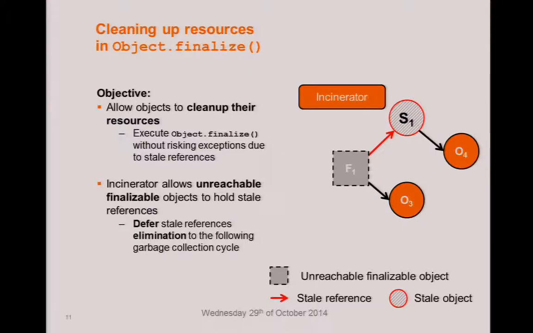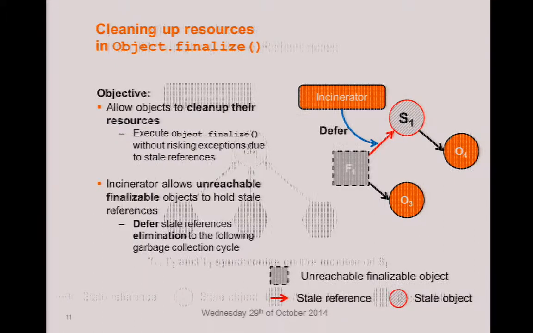So in order to avoid that, we just defer the finalization until the next garbage collection. That is, we don't touch those objects, we leave them alone. When they finish finalizing, we will try to see if there are more stale references in them. So when Incinerator sees something like this, that is a finalizable and unreachable object that is using a stale reference, which should be eliminated, it will just defer that.